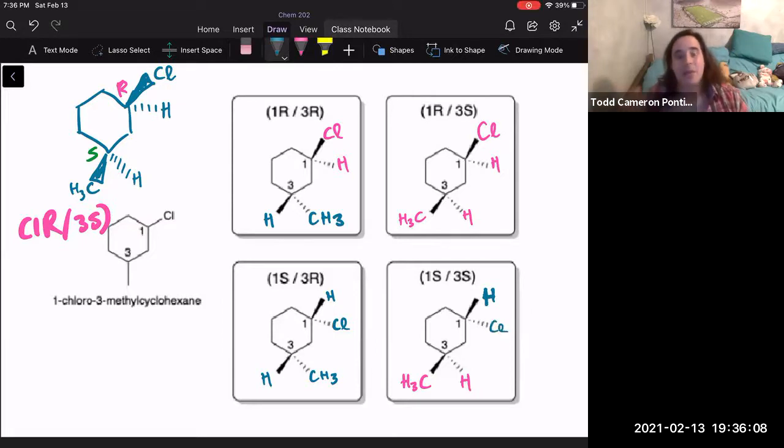The easiest way of doing this is to make a demo molecule where the lowest priority, in this case the hydrogens, are going into the page. It makes our job easier to figure out the configuration on our demo molecule, as I'll call it. Then just see which box that matches. You can then base all of your other answers off of that.